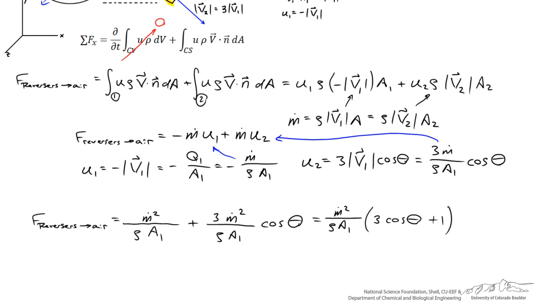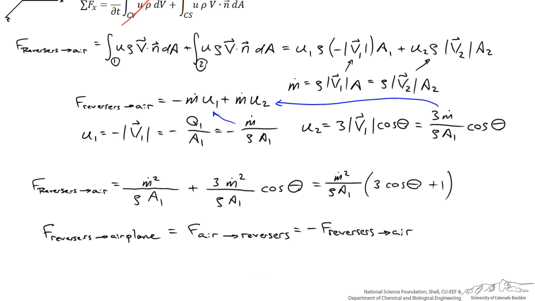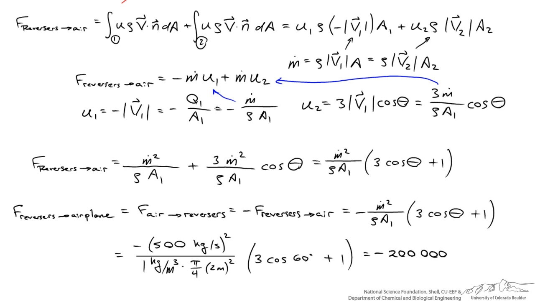So finally, what's important to note, if we use Newton's third law arguments, what we're interested in is the force of the reversers on the airplane, because it's the force of the reversers attached to the airplane that actually slows it down. That'll be exactly equivalent to the force of the air acting on the reversers, and that's equal to the negative of the force of the reversers acting on the air, which is what we found by this analysis. So if I plug in numbers, ultimately the force of the reversers on the airplane equals negative 200,000 newtons. And this is equivalent to negative 45,000 pounds acting in the negative x direction.